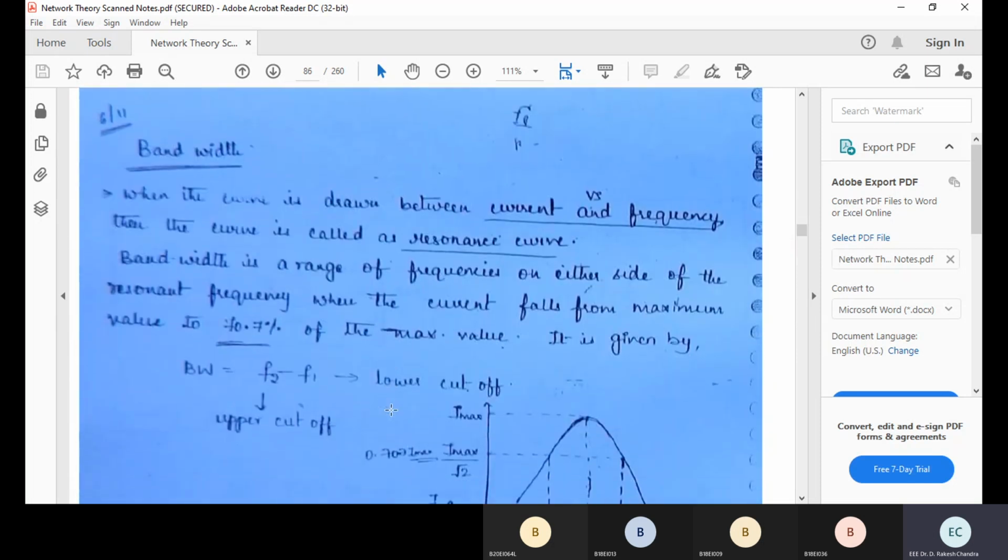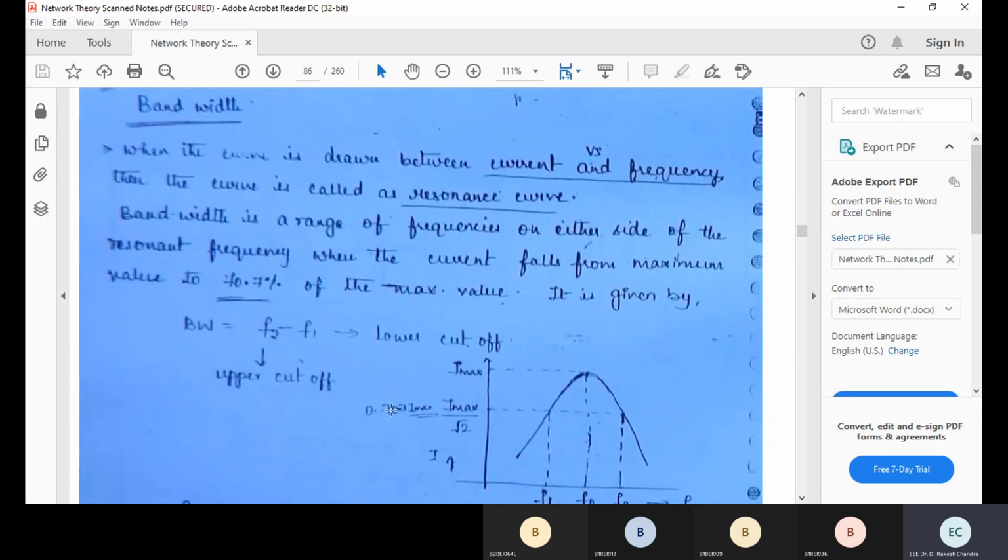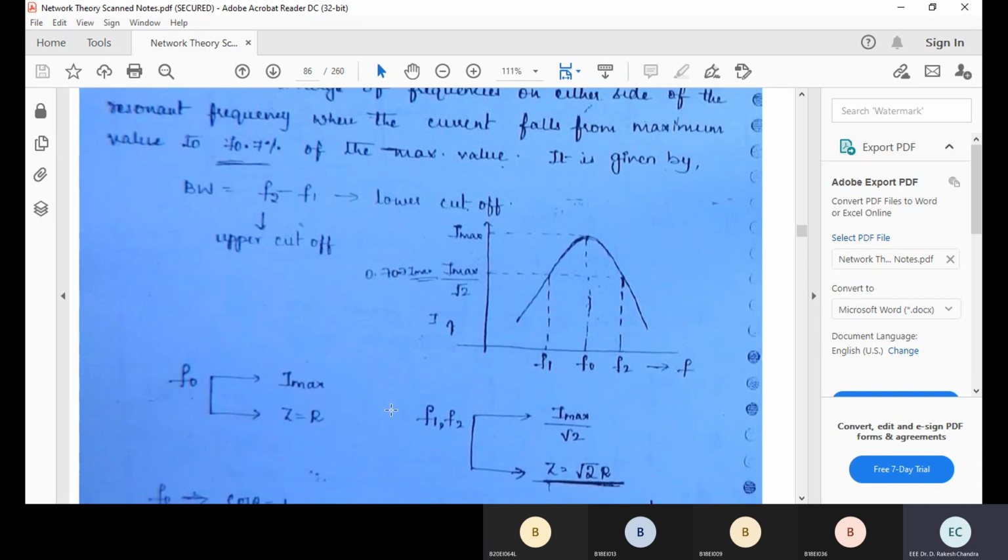Right. Next important phenomenon, if you discuss resonance, is the bandwidth. What is the bandwidth? When the curve is drawn between current versus frequency, then the curve is called the resonance curve. This is your resonance curve. The resonance curve means frequency versus current. If you change the frequency, will the current get affected? Definitely it will get affected.